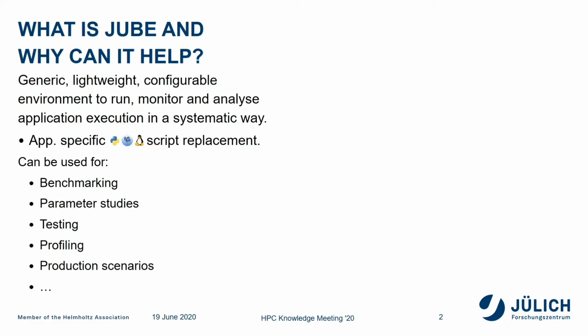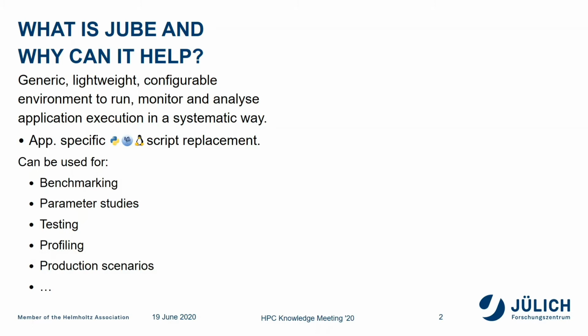So first of all, what is JUBE and why can it help? JUBE is a generic, lightweight, configurable environment to run, monitor, and analyze application execution in a systematic way. It allows you to specify certain steps for your program, how it is executed, and makes parameterization as easy as possible, so you can rerun applications in a systematic way.